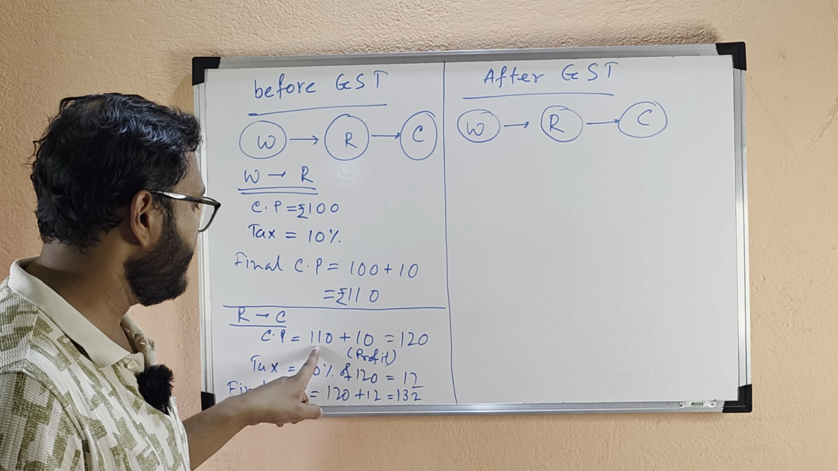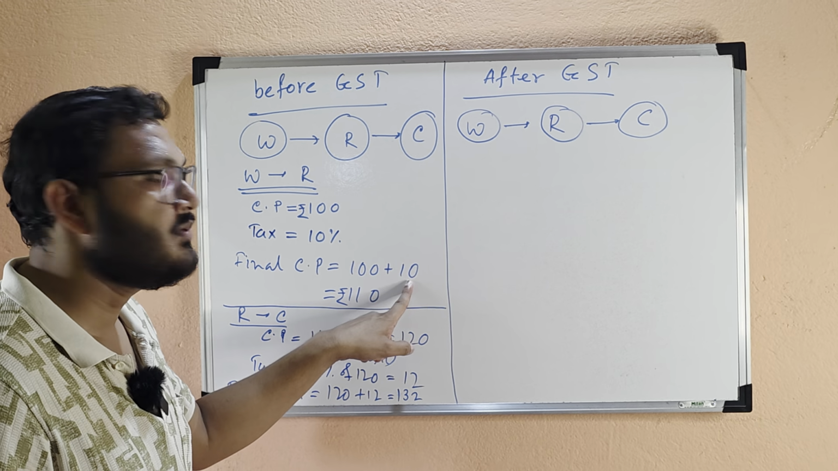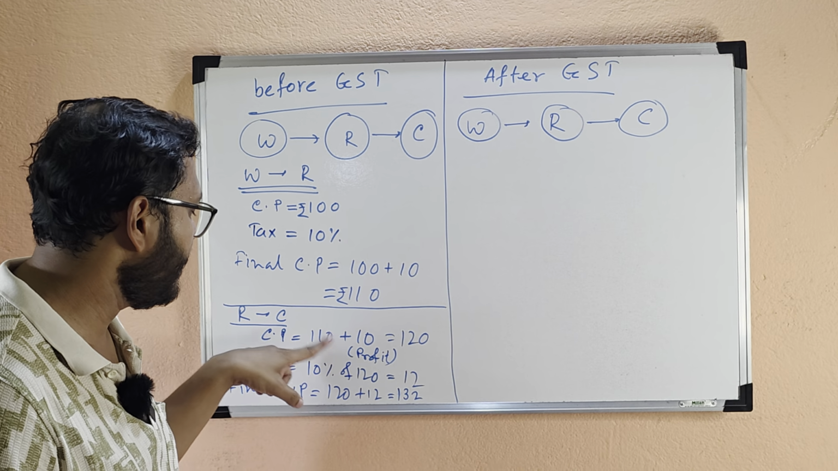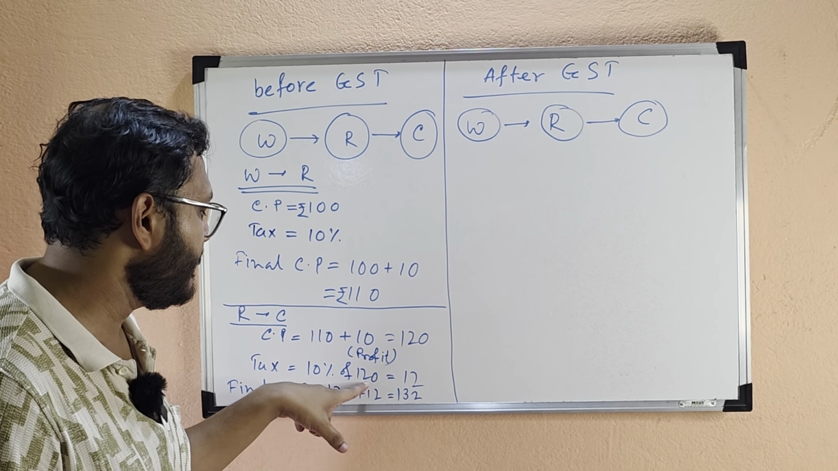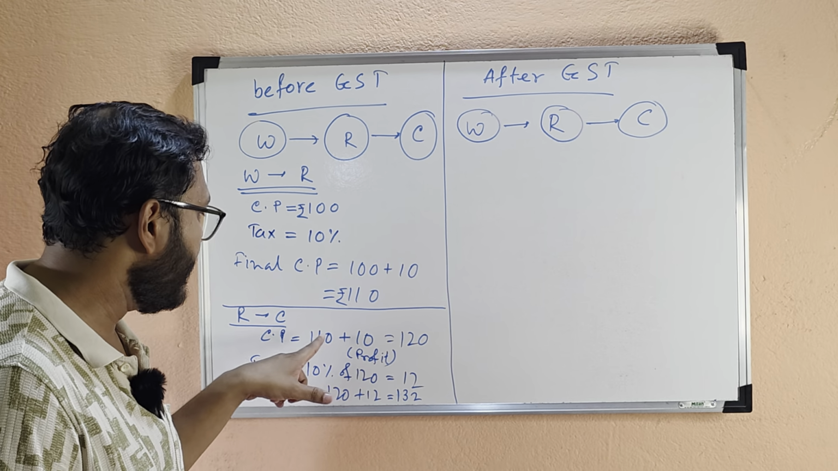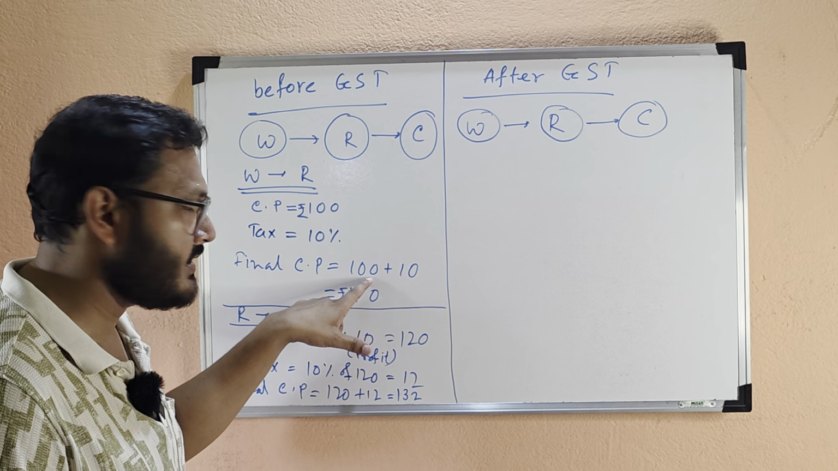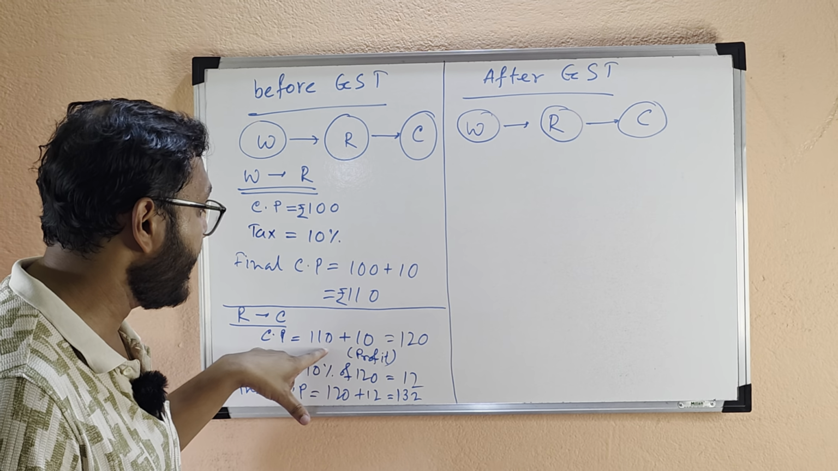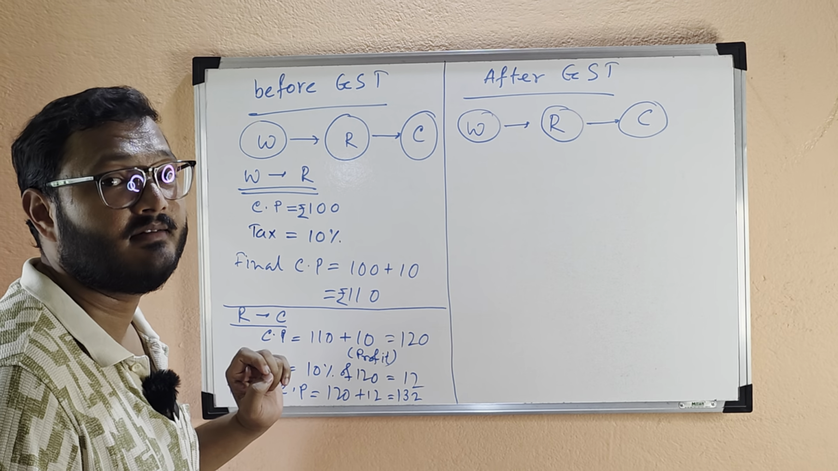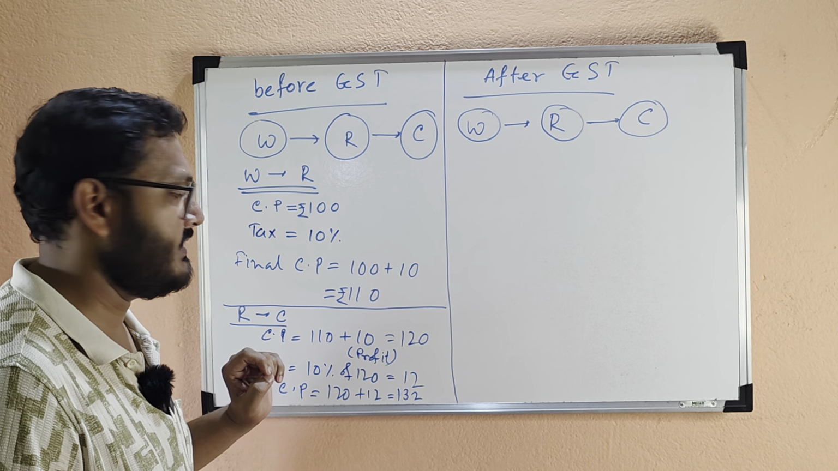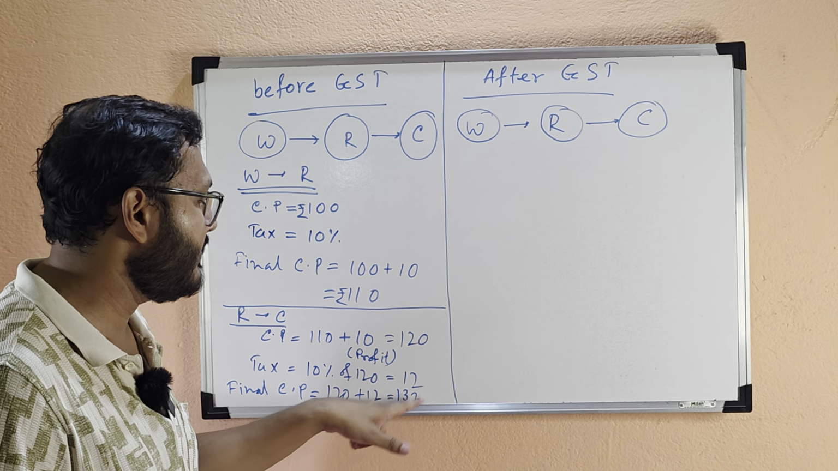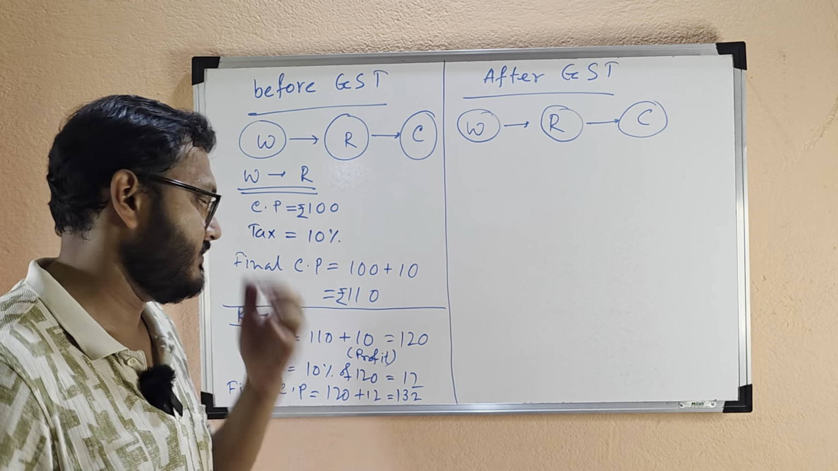Out of this 110, 10 rupees was the tax. So I paid here 10% of 120, which means I paid the tax on this profit. I paid the original cost price 100 and the tax on the tax. So that was cascading. I paid the tax on tax. So finally I paid 132 for this one.